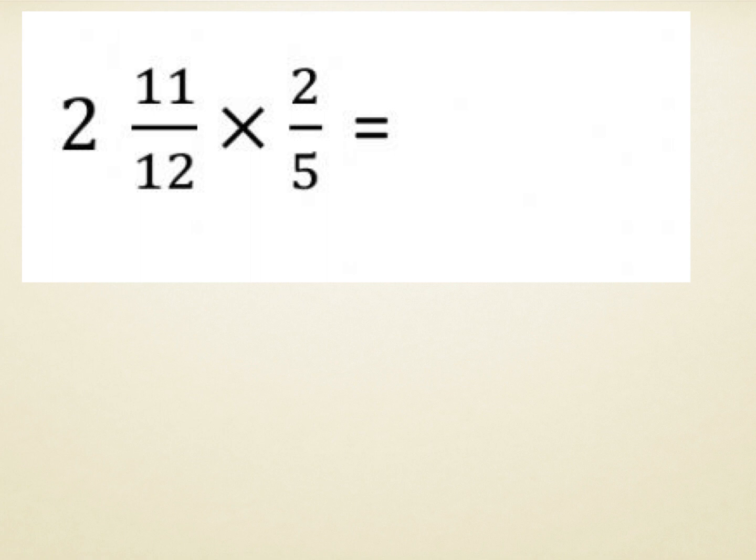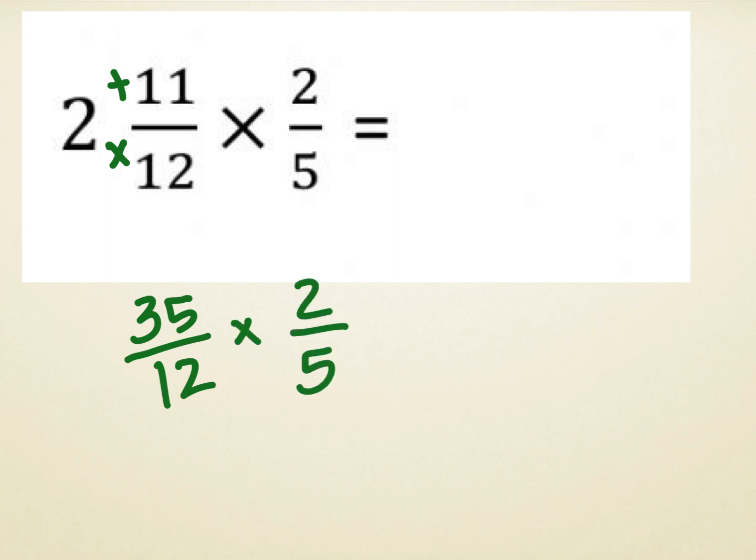All right, the last type of question we had, and we talked about this before, was to have a mixed number. So we cannot have a mixed number and multiply. So the first thing I need to do is multiply 2 times 12, which gives me 24, plus 11, remember doing that round the world, gives me 35. And I keep the same denominator. The other one is just a plain old fraction, so I keep just that plain old fraction.